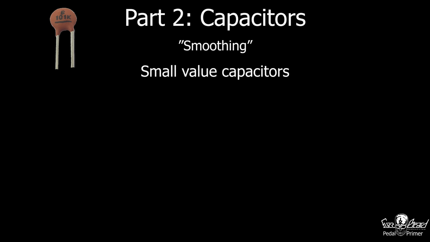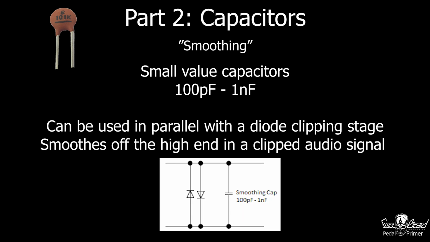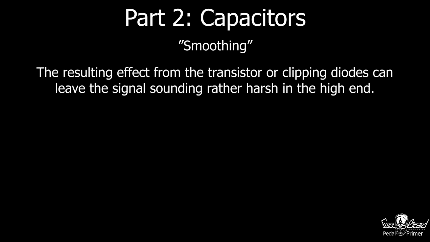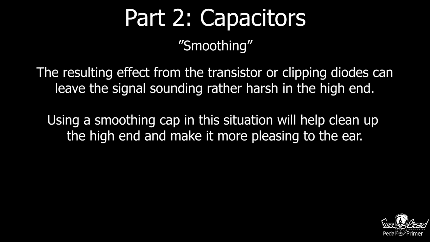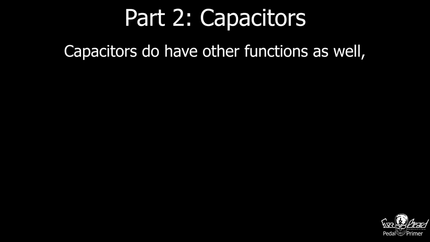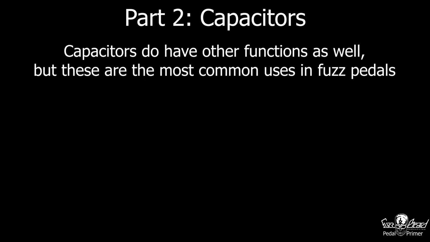Small value capacitors, for example 100 picofarads to 1 nanofarad, can also be used in parallel with a clipping diode setup to smooth out the clipping sound. These are also found on the transistors in fuzz face-based designs as well. Sometimes the clipping effect of the diodes or transistors can be a little harsh in the high end, and using a smoothing cap in this application helps clean up the high end and make it a bit more pleasing to the ear. You could even add them on a switch to allow optional smoothing. More on switches later. Capacitors do have other functions as well, but these are the most common uses in guitar effects and especially fuzz pedals.